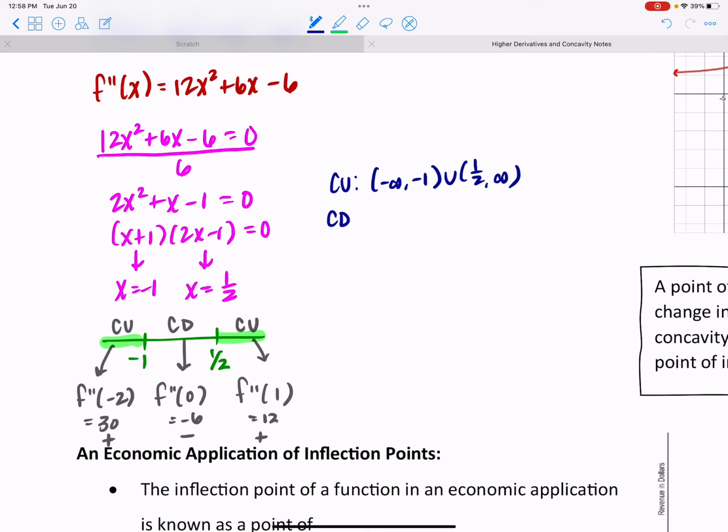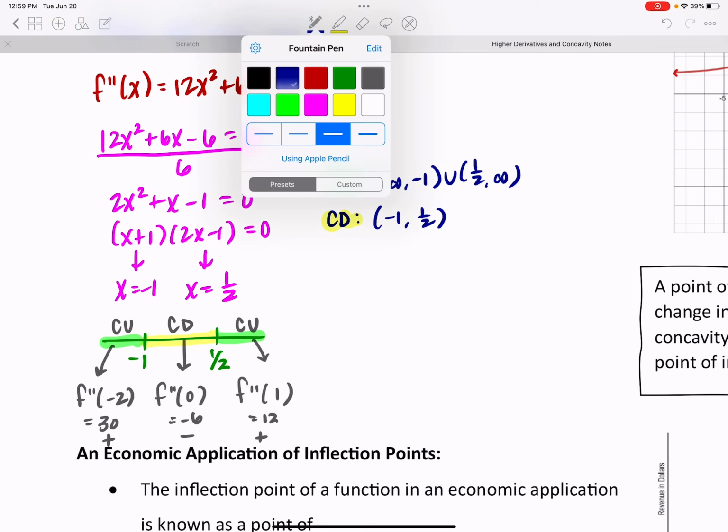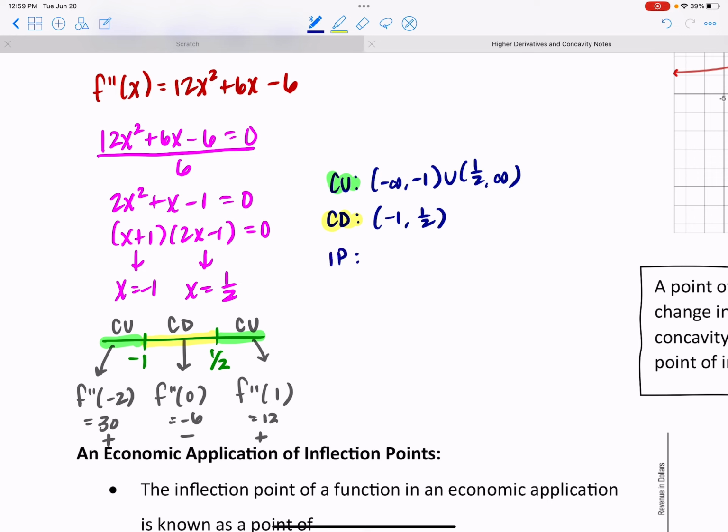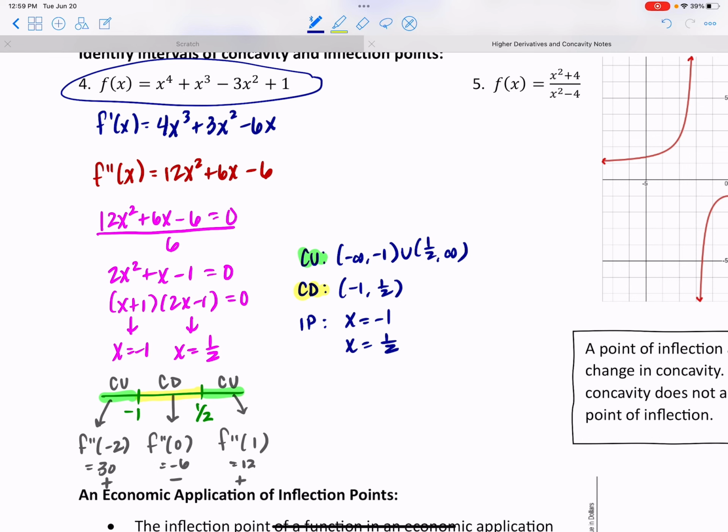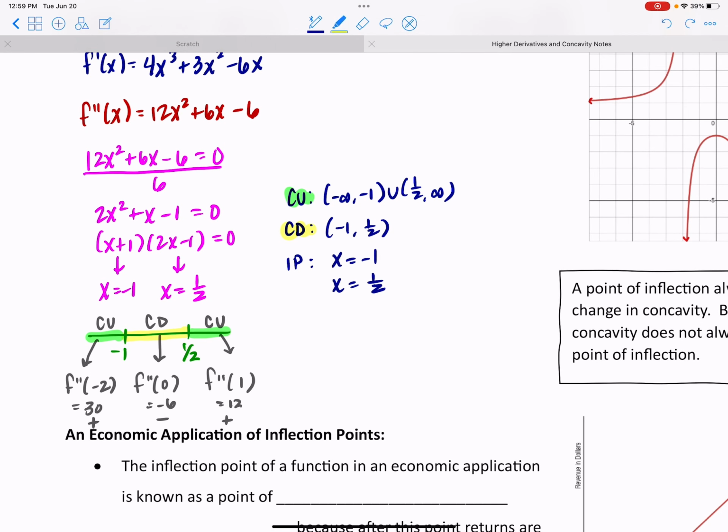If I said, where is it concave down? You're going to say it's concave down in between those other two intervals where it was concave up, so from -1 to 1/2. And if I said, where do you have the inflection points? Well, those inflection points happened at those changes from up to down and down to up. So inflection points happen at x equals -1 and at x equals 1/2. And if you wanted to find the coordinates, you could either use the graph or plug those x values into your original function. You would get the corresponding y values. But just the x values would be good enough. So those inflection points happened where we changed at those critical numbers. All right, so that would be all the information that we're asked to find there.